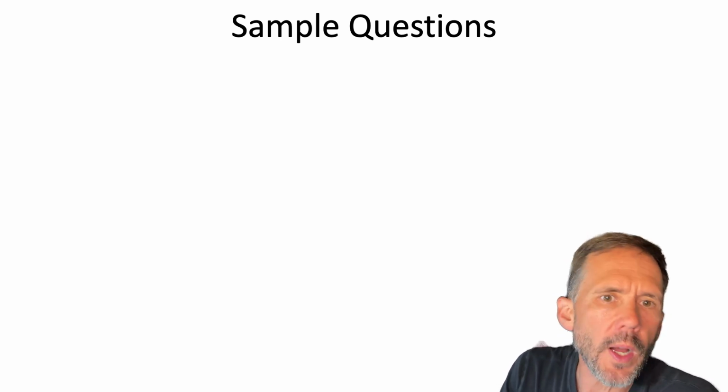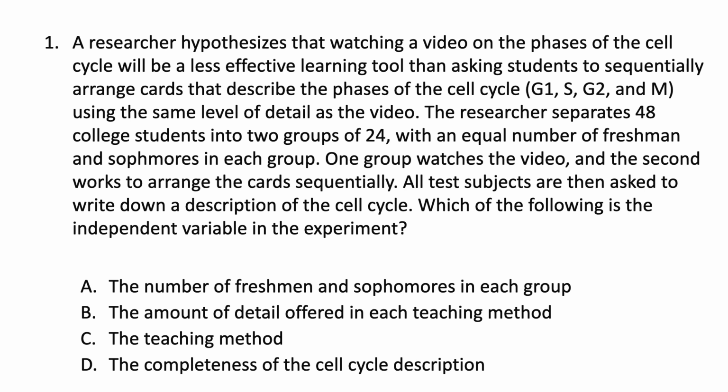All right, so for question 1, a researcher hypothesizes that watching a video on the phases of the cell cycle will be a less effective learning tool than asking students to sequentially arrange cards that describe the phases of the cell cycle, G1, S, G2, and M, using the same level of detail as the video. The researcher separates 48 college students into 2 groups of 24, with an equal number of freshmen and sophomores in each group. One group watches the video, and the second works to arrange the cards sequentially.